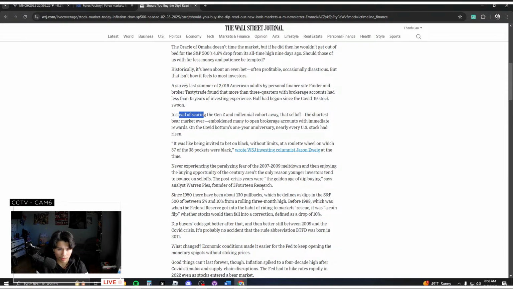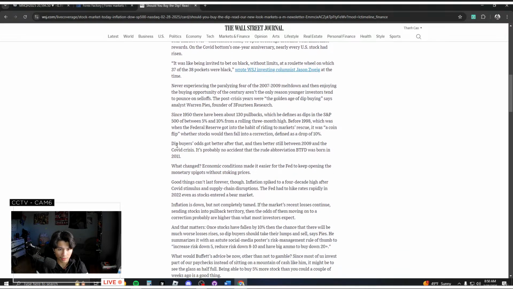Before 1998, which was when the Federal Reserve got into the habit of riding to the market's rescue, it was a coin flip whether stocks would then fall into correction, defined as a drop of 10%. Dip buyers' odds got better after that, and then better still between 2009 and the COVID crisis. It's probably no accident that the rude abbreviation BTFD was born in 2011. What changed? Economic conditions made it easier for the Fed to keep opening the monetary spigots without stoking prices. Good things can't last forever, though. Inflation spiked to a four-decade high after COVID stimulus and supply chain disruptions.